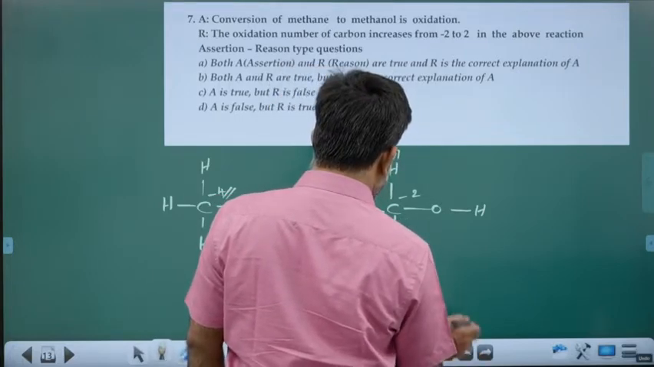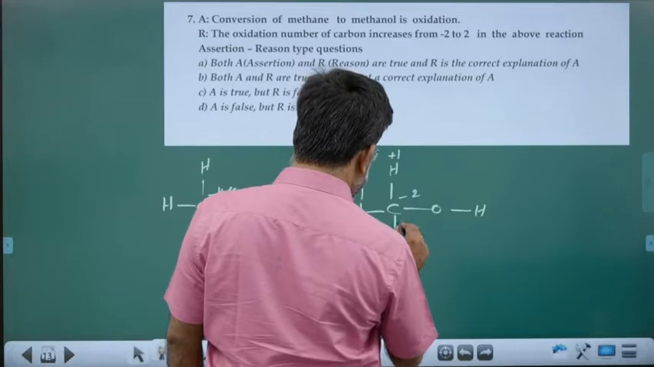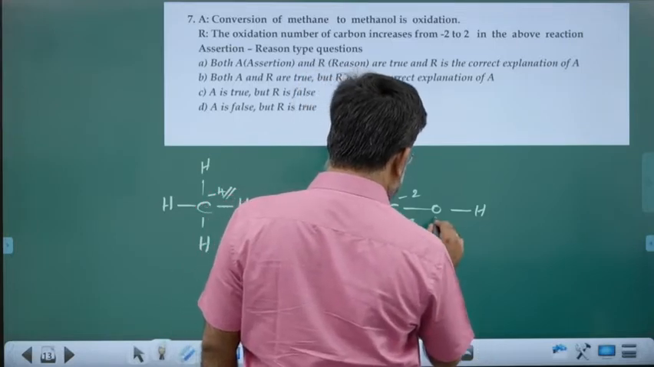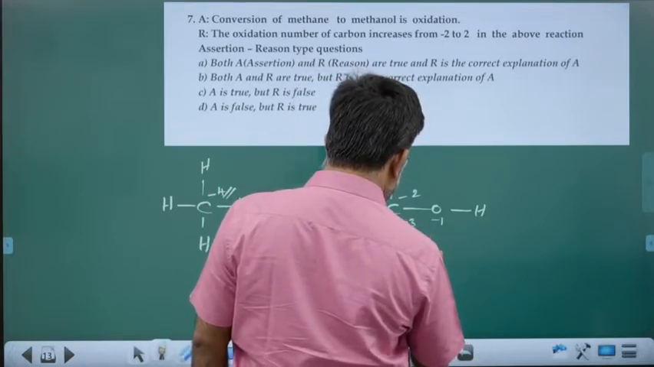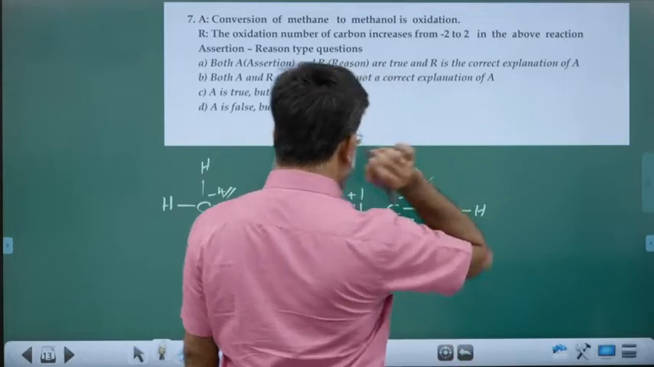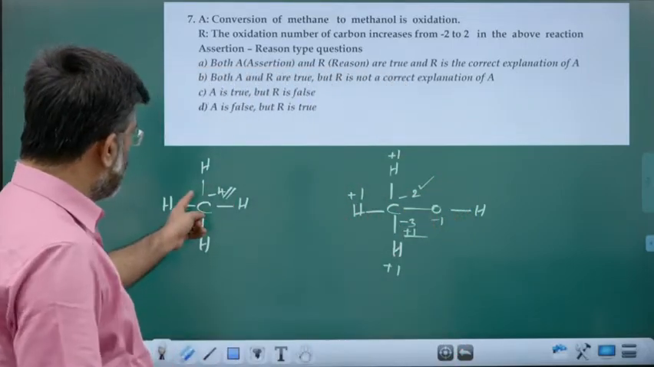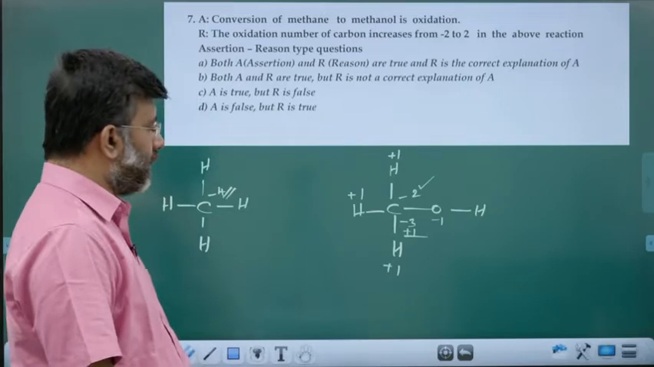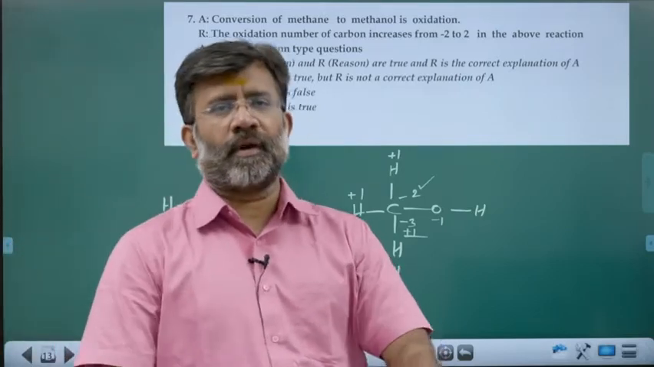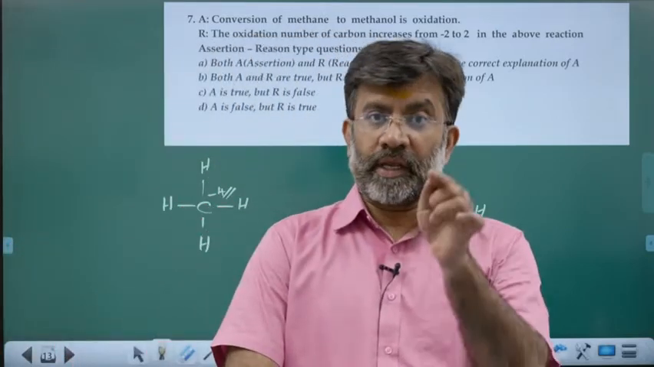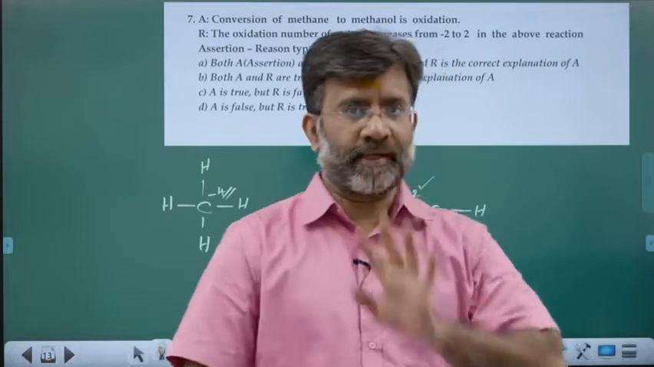Sorry. 3 plus, so it will be -3. And here it is -1, so it will be +1. So the total is -2, correct. So -4 converted to -2. So reason is incorrect, assertion is correct.